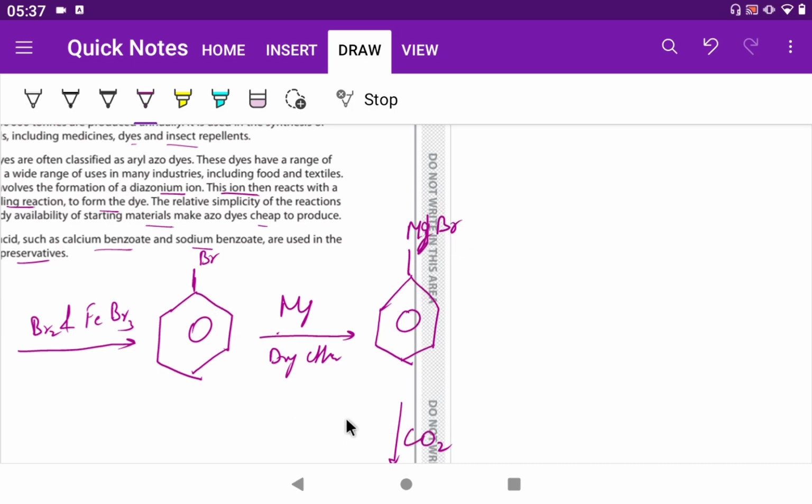So CO2 has a structure like this. It means this carbon is feeling delta positive, and this is a metal. Mg is a metal, so it will always be positive. If this is positive, so this is delta negative. So what will happen? This will attack.